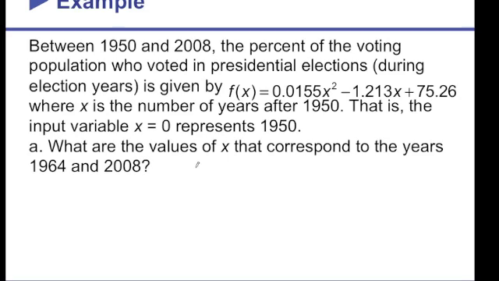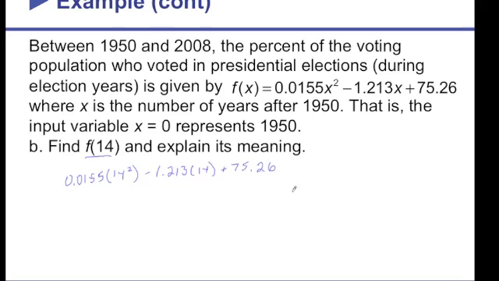Okay. So what values of x correspond to the years 1964 and 2008? Well, what we're going to be subtracting is 1950. So 1964 minus 1950, x will equal 14 for 1964, and 2008 minus 1950, x would equal 58 for those years. So those are some corresponding years we can have.